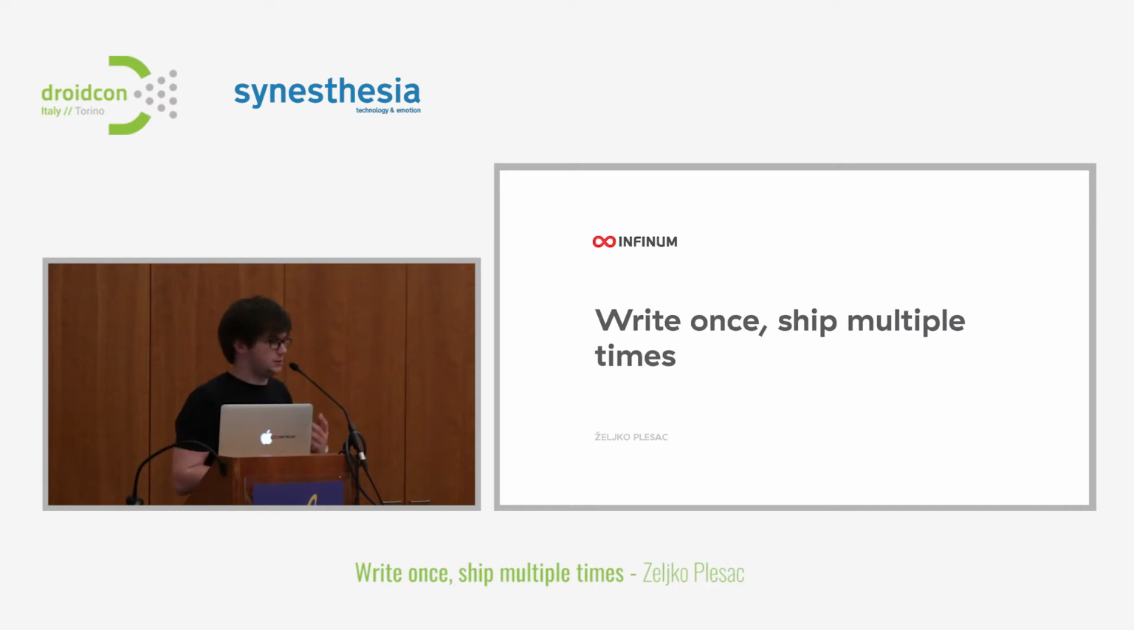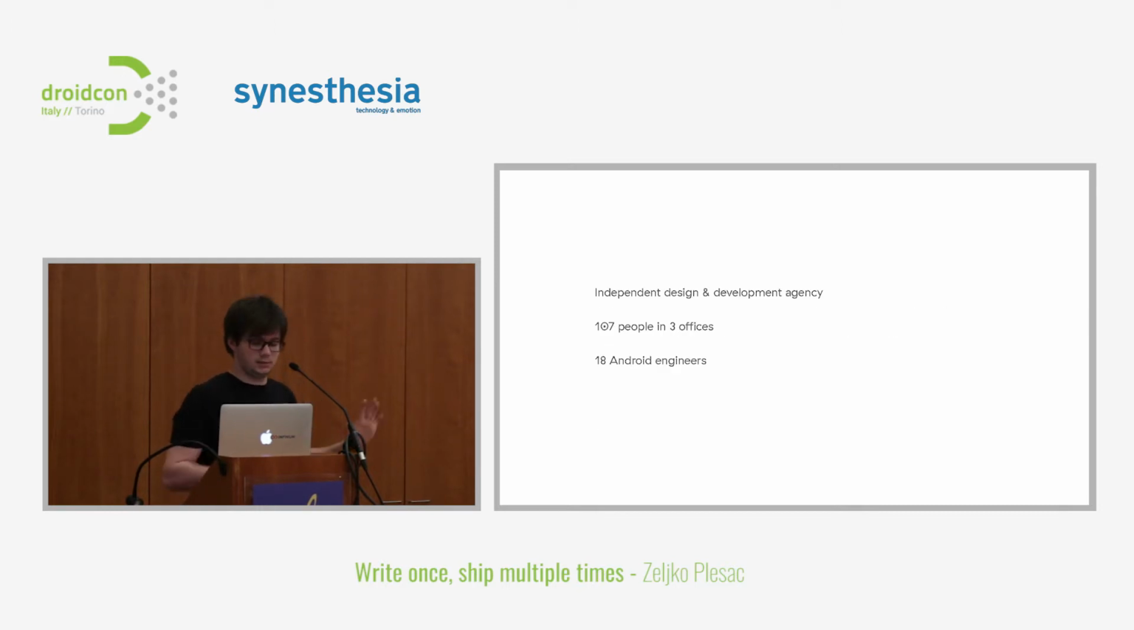Okay, at first just some info about my company. Infinum is an independent design and development agency, and we employ more than 100 people in 3 different offices in Croatia, Slovenia, and USA. Our Android team currently consists of 18 Android developers, and together we have worked on more than 100 projects. Okay, that's enough about Infinum. Let's go to white label systems.